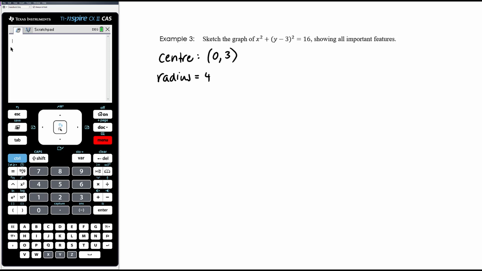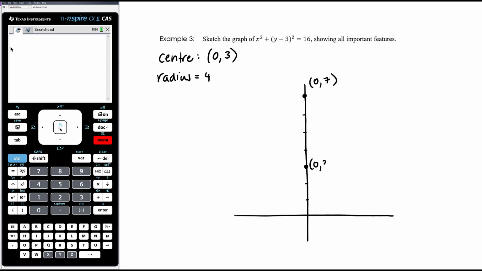Okay, so again, let's have a bit of a think about what's happening here. So 1, 2, 3, that'll be my centre, but I need to go 4 above that. 1, 2, 3, 4. So that's going to be my maximum point. That's also a y-intercept, so let's mark that. That's at 0, 7. This is 0, 3. So below that's going to come down here to 0, negative 1. That's also a y-intercept. So fortunately I don't actually need to calculate the y-intercepts because I can use the radius to work those out.